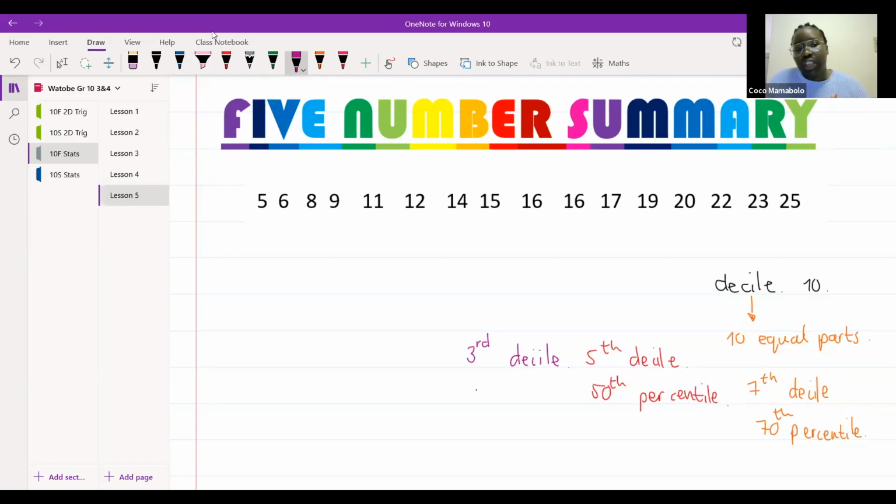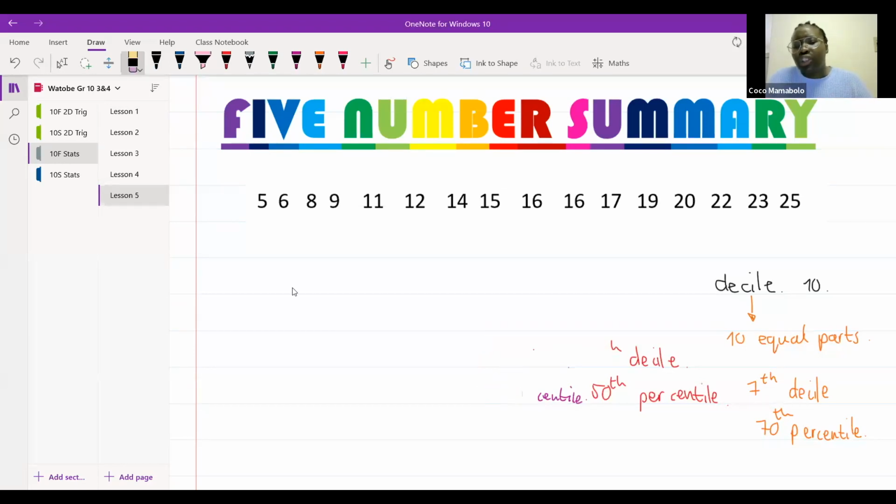Beautiful. We're looking for the 30th percentile. Now, let me ask another easy question. What do we calculate percentage out of? Correct, out of 100. Not a very fancy answer that we're looking for here.